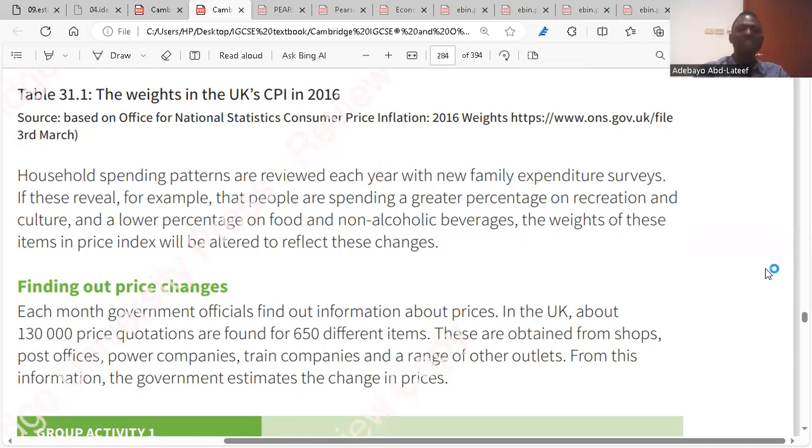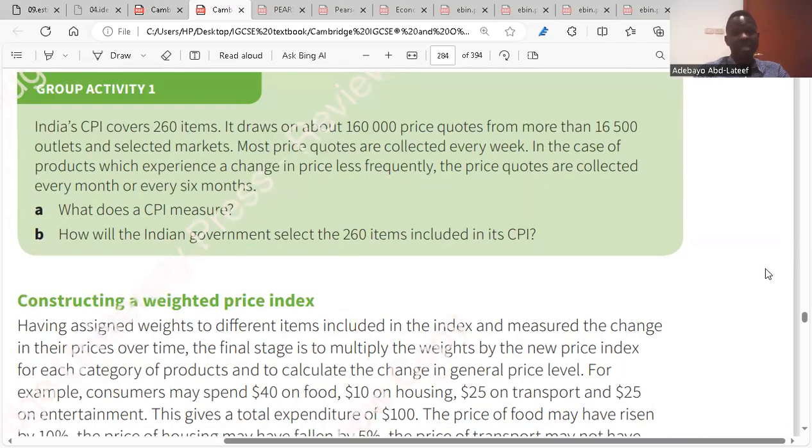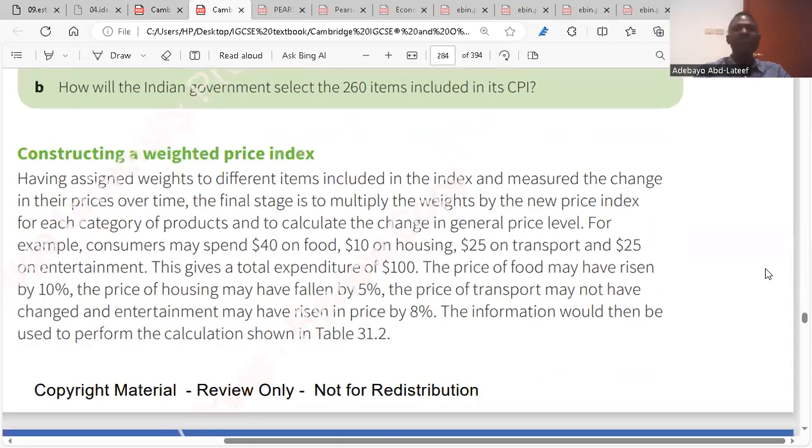So finding out price changes. Each month, government officials find out information about prices. In the UK, about 130,000 price quotations are found for 650 different items. These are obtained from shops, post offices, power companies, train companies, and a range of other outlets. From this information, the government estimates the changes in price. I think it's clear. Now, we have to construct a weighted price index. How do we do that?